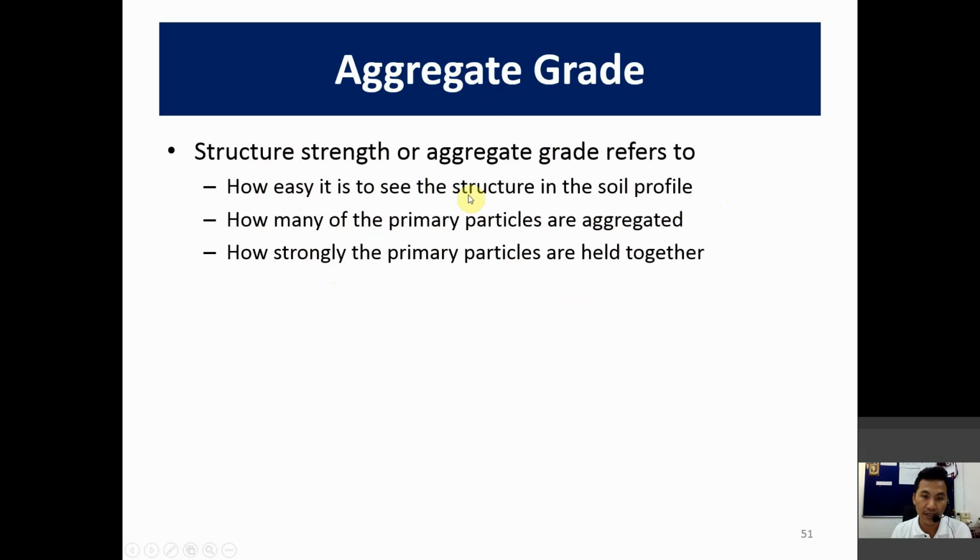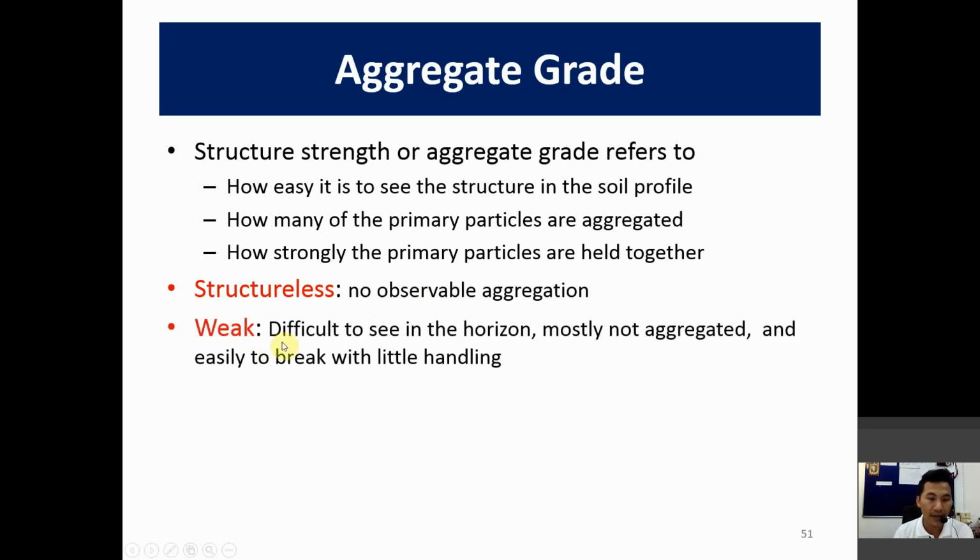So with all these three concepts, you can identify the aggregate grade in different ways. First of all, structureless. Structureless means no observable aggregation at all. Weak is difficult to see in the horizon, mostly not aggregated at all, and easy to break with little handling.